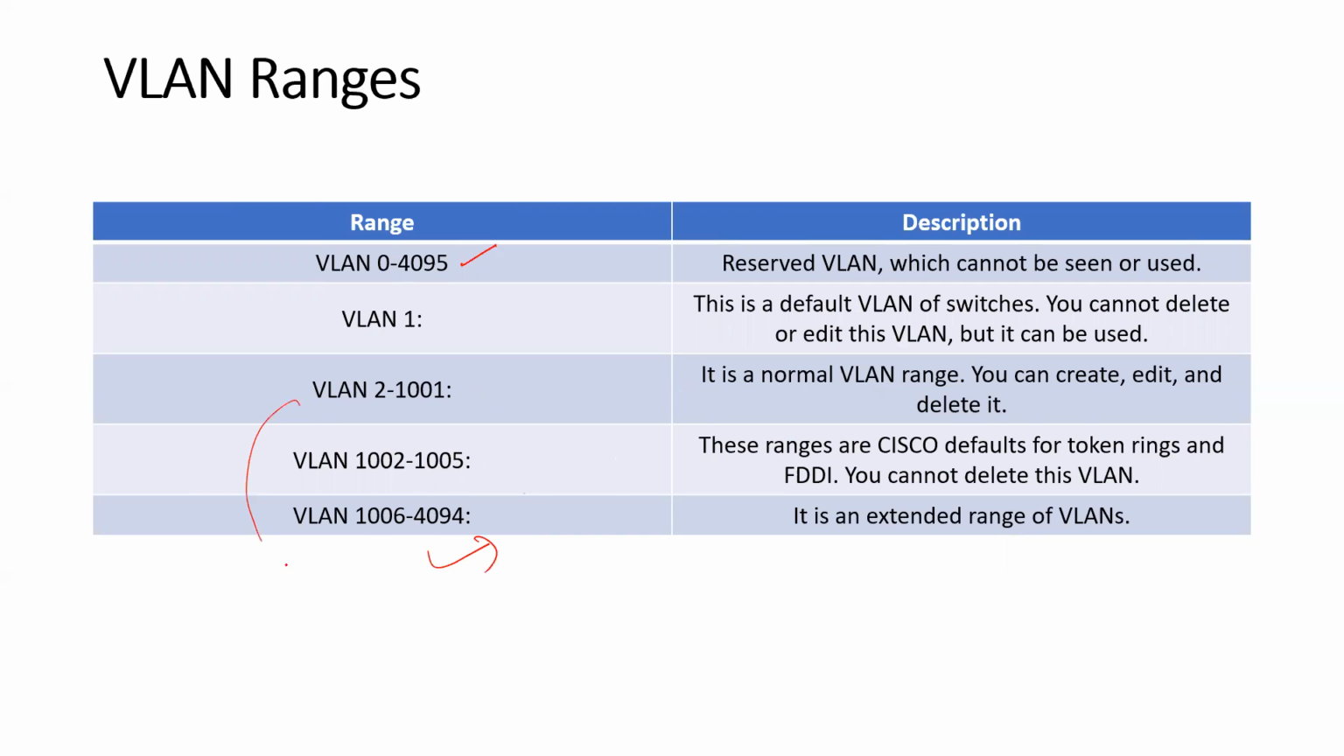If you exceed VLAN numbers 2 to 1001, then they will go with the extended range 1006 to 4094. So 0 to 4095 is the range of VLAN numbers. VLAN number 1 is a default VLAN; we can edit it, but we can't delete it. Usually, any VLAN in the organization will start from 2 to 1001. If those are occupied, then they will go with 1006 to 4094. This is about VLAN ranges.